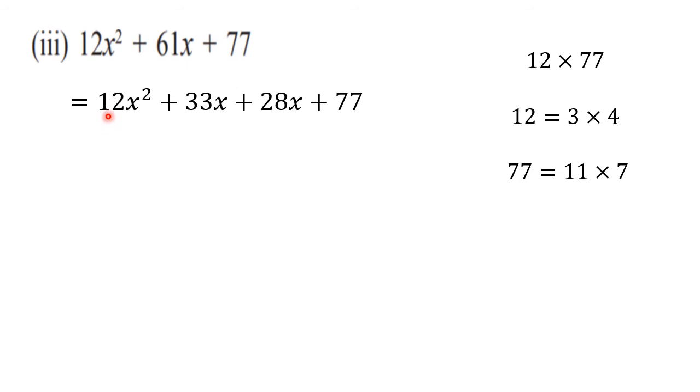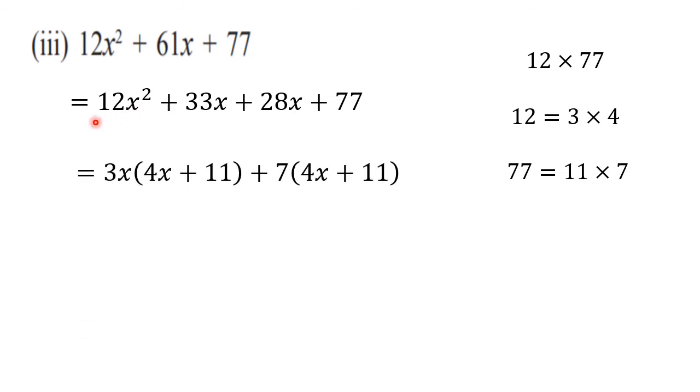So here if you observe 12 and 33, they both are divisible by 3. So 3 is common and x is common. So you can take out 3x as common from here. And here 28 and 77, they are divisible by 7. So you can take out plus 7 as common. So when you take out 3x as common, here 3 fours are 12 and 1x. So 4x will be left out. And here when you divide 33 by 3, you will get 11. So 3x and inside the bracket you will get 4x plus 11.